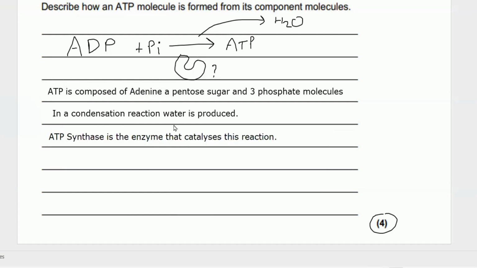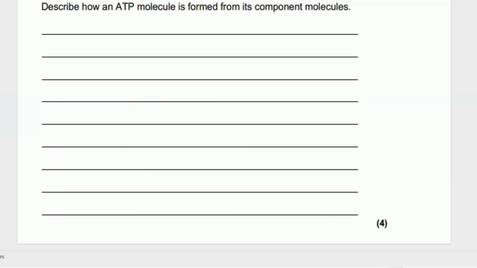So I just get all of the information down in a nicely described answer like this. It's just a case of the examiner going to read through and check how many facts you've got. You've said ATP synthase. You've said water is produced. You've said a condensation reaction. You've mentioned the composition of ATP: adenine, pentose sugar, 3 phosphate molecules. So you've really covered everything about what ATP is made of and how it forms, and that's going to get you your 4 marks. All right, let's move on.